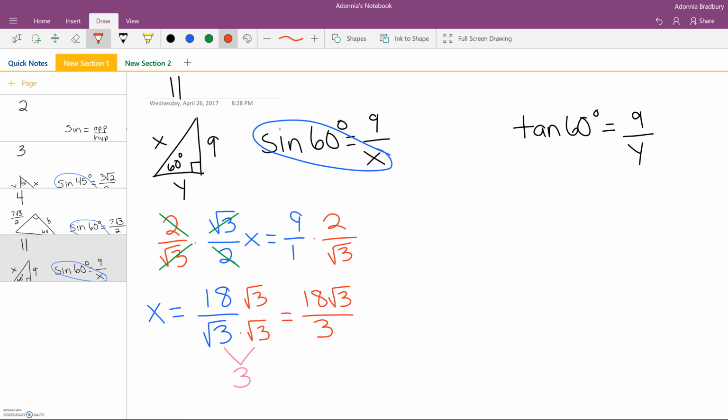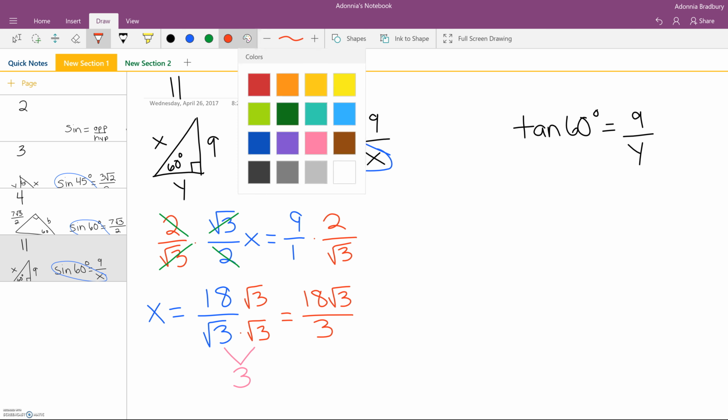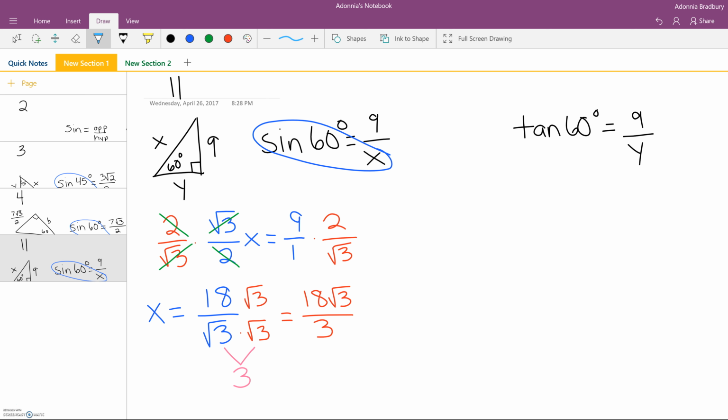So in this problem, we can still reduce the 3 and the 18. So 3 goes into 3 once, and into 18 6 times. So our final answer is going to be x equaling, all we have left is the 6 and that radical 3. And that's the answer for x.